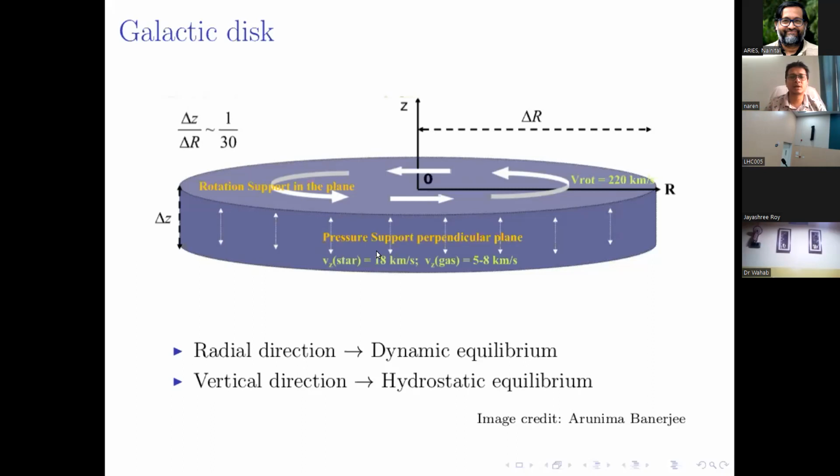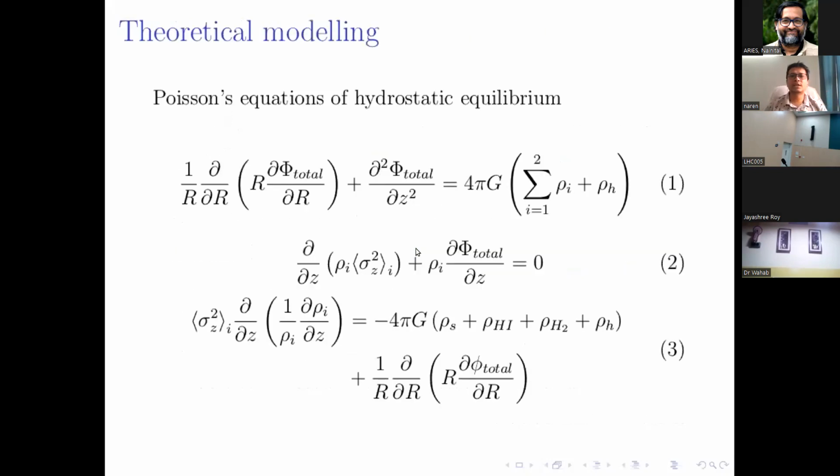the galaxy as a multi-component system, and this is a cartoon picture of a galaxy disk. In the vertical direction, the pressure will be balanced by gravity, and in the radial direction, the rotation is balanced by gravity. Now we are only focusing on the perpendicular direction, and we are saying that in the perpendicular direction, the system is in vertical hydrostatic equilibrium, and if it is in equilibrium, we will be able to set up the Poisson's equations of hydrostatic equilibrium.